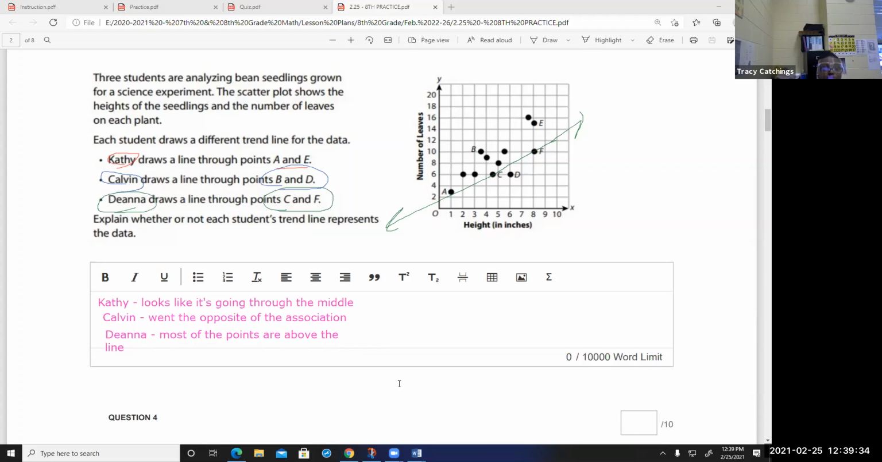What is it? Kathy was the only one that looked like it was about going through the middle. Calvin possibly could have been correct had he went the correct direction. And then we got Deanna. Most of them are above the line. Any questions about it? Y'all still typing?